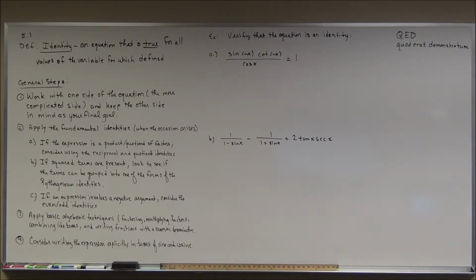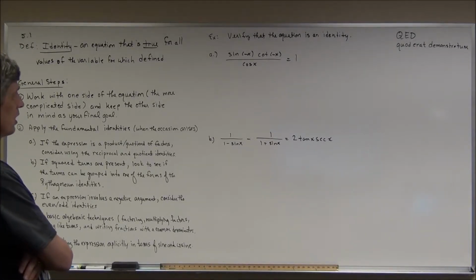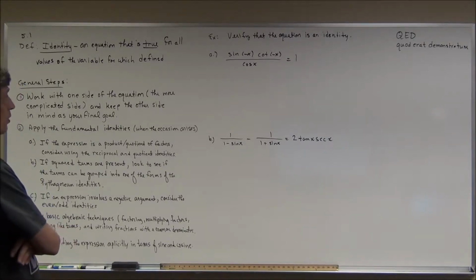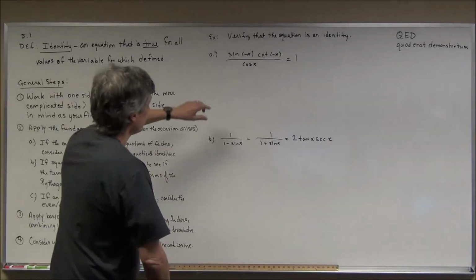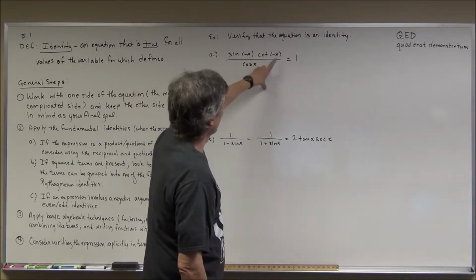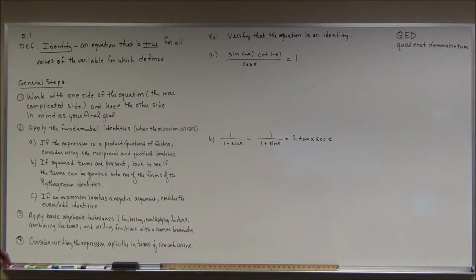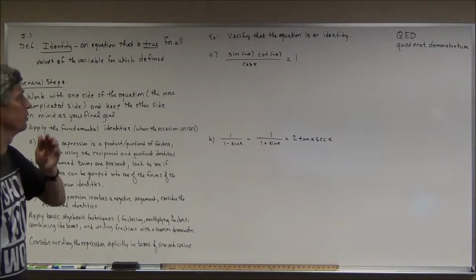It says verify that the equation is an identity, and for the first one, A, the sine of the opposite of x times the cotangent of the opposite of x, all divided by the cosine of x is equal to 1. I notice here I have negative arguments. Negative arguments means we should consider using the even and odd identities, which I had written down in the first video, which are in your notes.